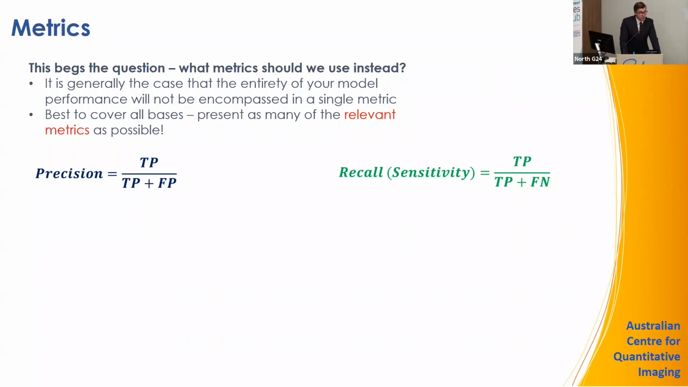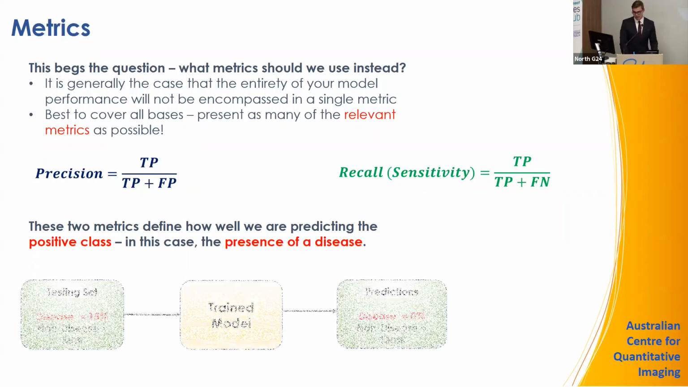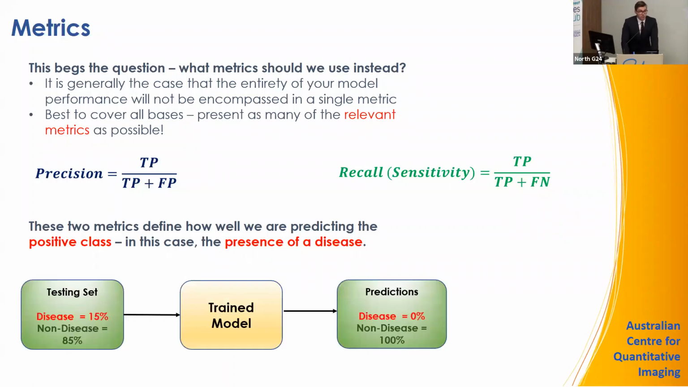Two of the most relevant ones will be precision and recall, or sensitivity. So these two metrics define how well you're predicting the positive class. In this case, if we keep going with the example that we've been talking about, the presence of the disease, okay? Now, if we go back to our example from before and we calculate these metrics on the model that outputted 100% of its predictions as non-disease, we have a precision and a recall of both 0% because we didn't get a single true positive.